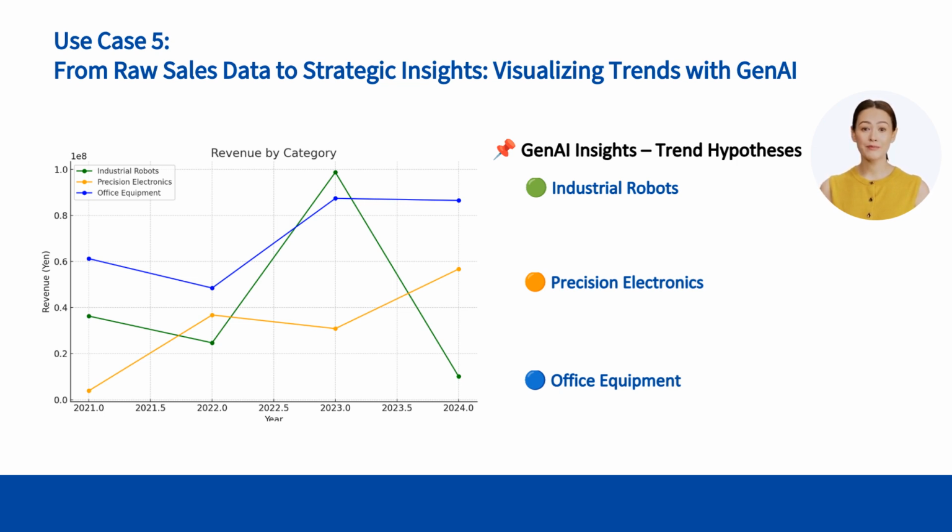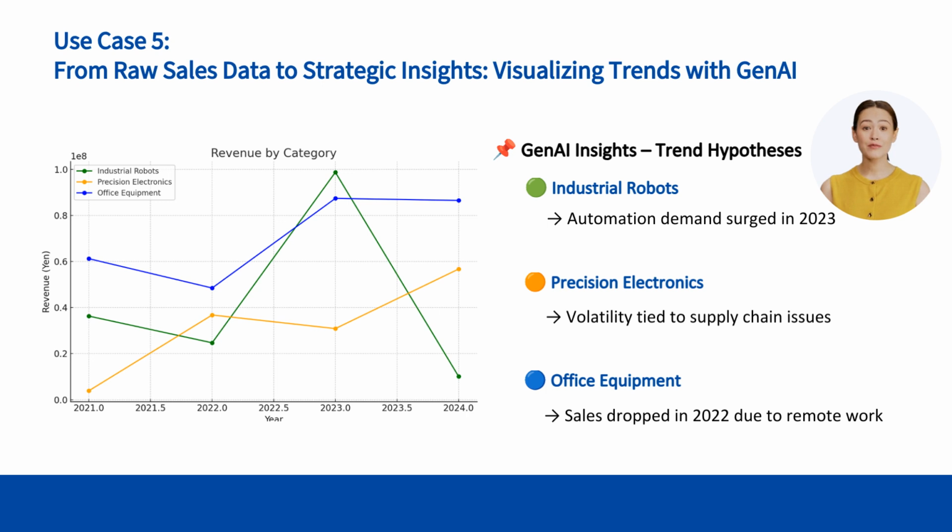For example, a spike in industrial robot sales may be linked to rising automation demand. Precision electronics may reflect short-term supply challenges or delayed investments. A dip in office equipment in 2022 could be tied to shifts in remote work.